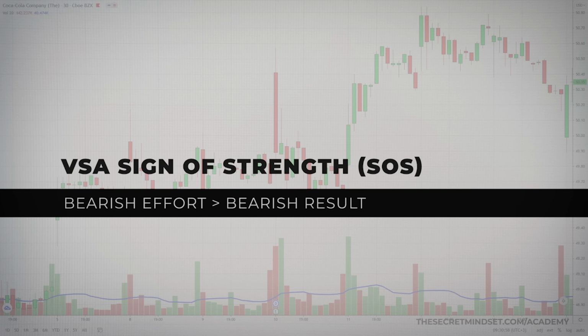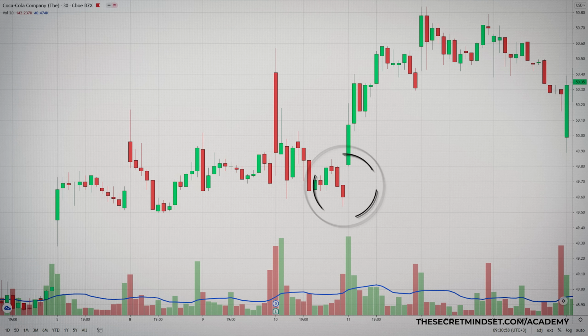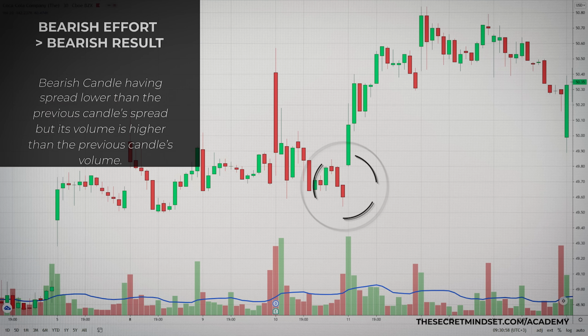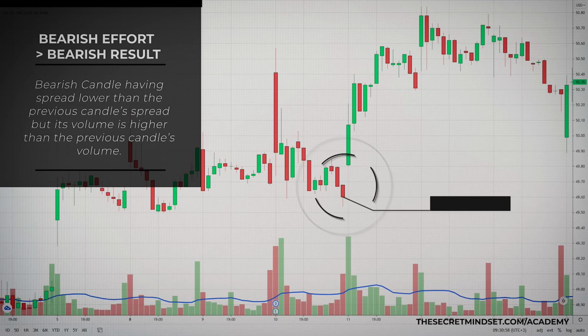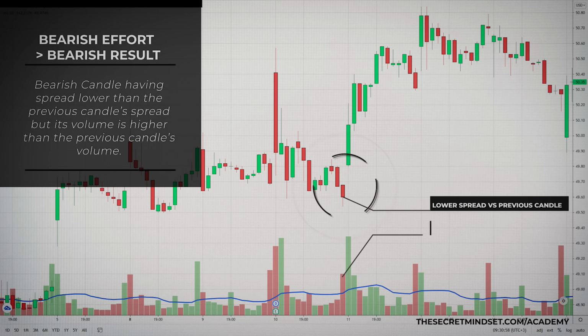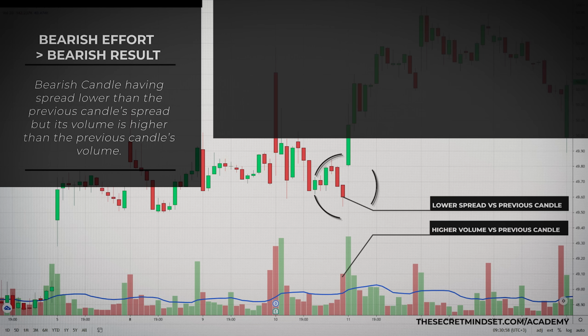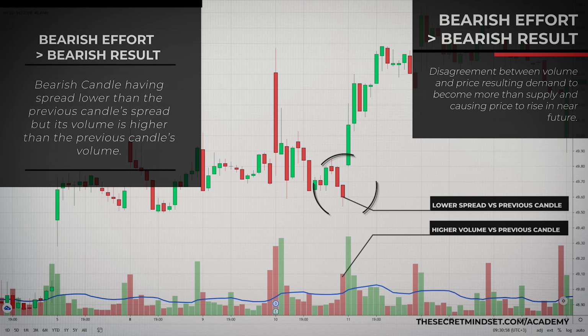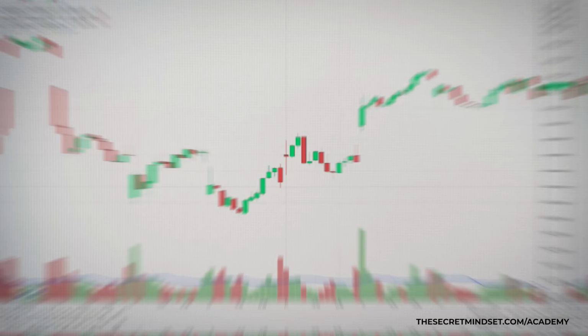Number 4. Bearish effort higher than bearish result. This is a low spread bearish candle, having spread lower than the previous candle's spread, but its volume is higher than the previous candle's volume. In this case, there's a disagreement between volume and price, resulting in demand becoming more than the supply and causing price to rise in the near future. An effort has been made, the volume, but there is no result, the spread.